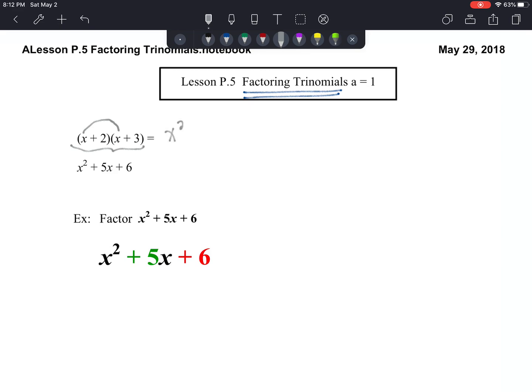X times x is x squared. The outer is 3x. The inner is 2x. Those added together give me 5x. And then my last terms, positive 2 times positive 3 is positive 6. And that's how we get x squared plus 5x plus 6.